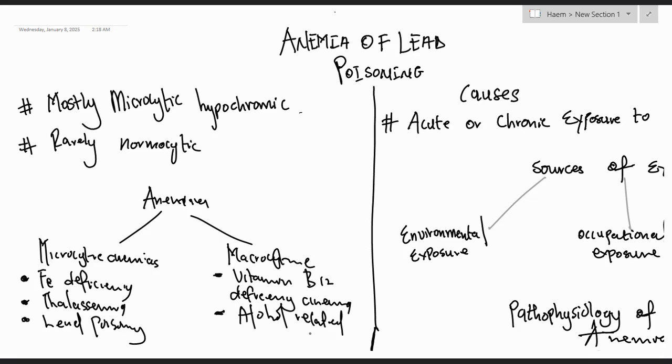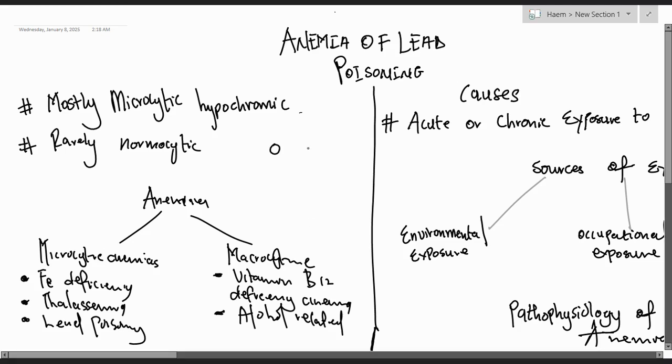When we say microcytic hypochromic, it means they have a small cell size and a larger central pallor or a pale color. That is why we call it hypochromic or microcytic hypochromic. So the MCV, which represents the size of the red cells, is small, and the MCH, that's the mean cell hemoglobin, is also small. So this will tell you that it's a microcytic hypochromic anemia.